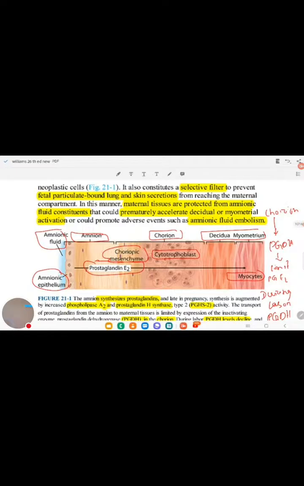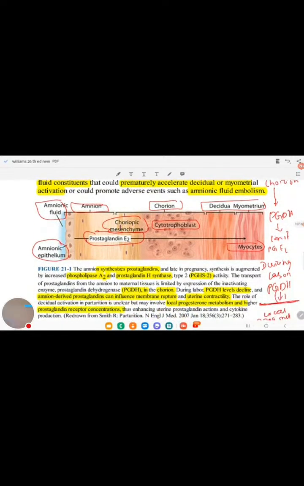because the thick membrane acts as a barrier that prevents the passage of secretions, like fetal particulate-bound lung secretions, skin, and lanugo hair, all these skin secretions from the fetal to the maternal compartment, to prevent amniotic fluid embolism.